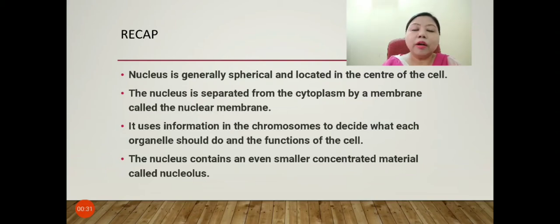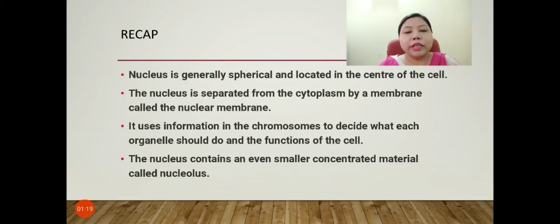The nucleus is a component of a cell and it is one of the most important parts of a cell, and it is spherical in shape. Usually it is located at the center of the cell, but in a plant cell it is located in the periphery. The nucleus is surrounded by a membrane called the nuclear membrane, which possesses nuclear pores. The exchange of materials between the cytoplasm of the cell and the nucleus takes place through the pores.